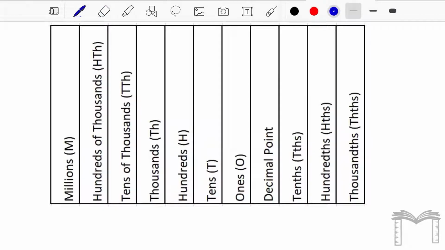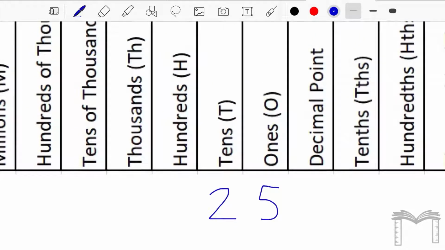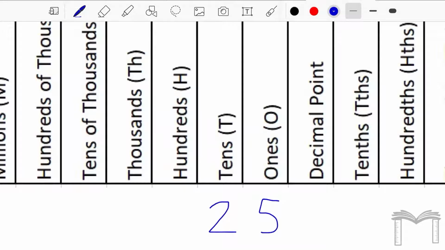So let's write a number. If we start with 5, the first number would be in the ones column because this is simply 5 or 5 ones. If we add another number to the left of it, let's say we use 2, this number now becomes 25. The second number on the left is the tens number, or it has a place value of tens.